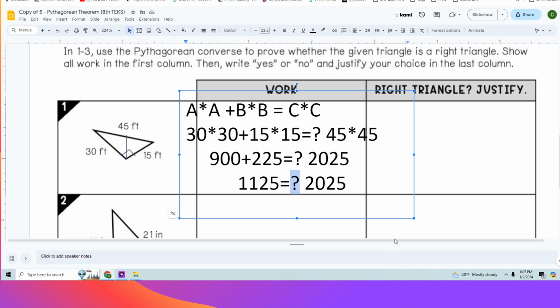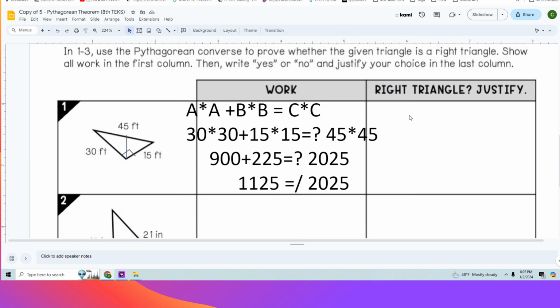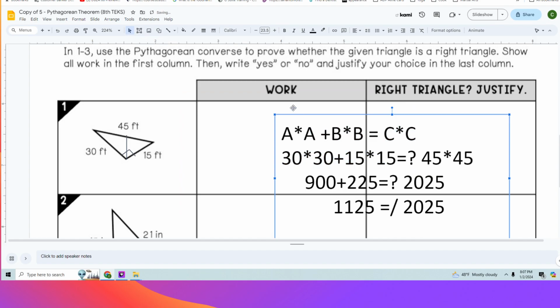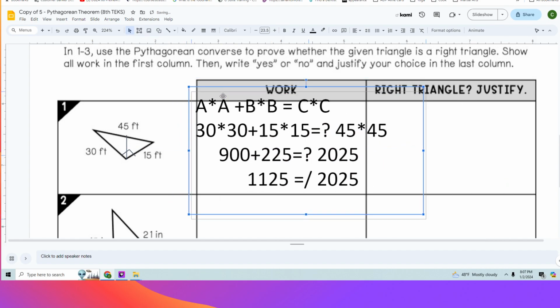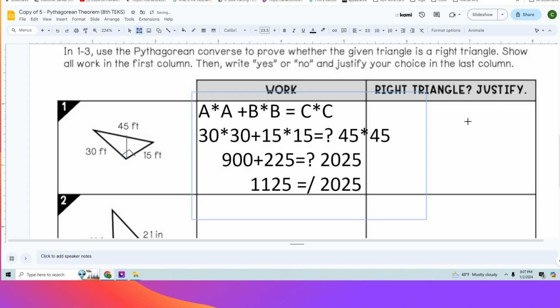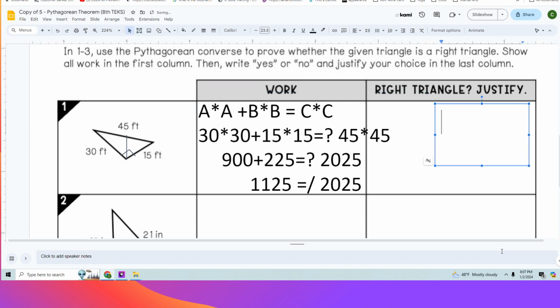So instead of a question mark, we can put a slash through the equal sign, or you can say, this is how a programmer would type it. Equals slash means not equals. So we can say, no, it's not a right triangle. This is not a right triangle at all because it does not follow the Pythagorean theorem, a squared plus b squared equals c squared. So we say no, because a squared plus b squared does not equal c squared. I'm going to put that slash again.